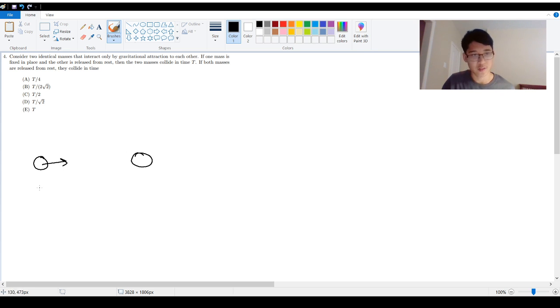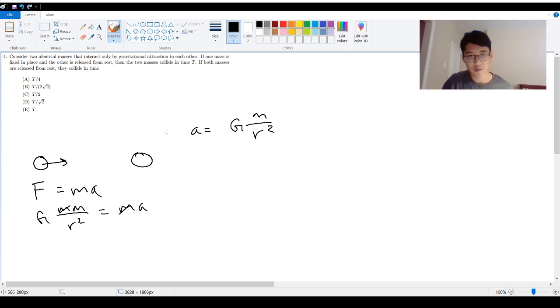In this case, obviously we have that the force is equal to ma, and the force acting on this one is just G m m, because they're both of the same mass, divided by r squared, is equal to ma. So then the acceleration of this guy towards this guy is going to be a equals GM over r squared. Okay, so if we're given the acceleration, then we can figure out the time it takes for it to actually cross, let's just call it delta x.